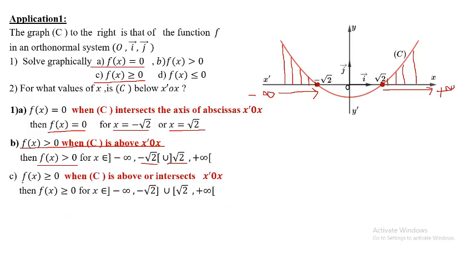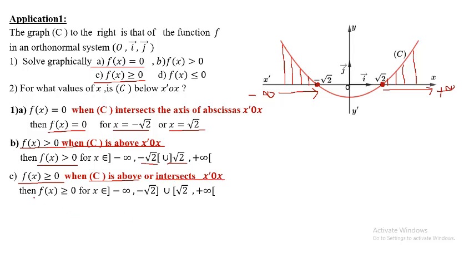Now see, C: solve f of x greater than or equal to 0. There is a difference between C and B. In B, this inequality is verified when C is above x prime x. But in C, I am saying greater than or equal to 0. So this inequality is verified whenever C is above or intersects x prime x.